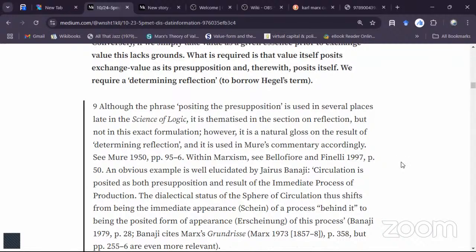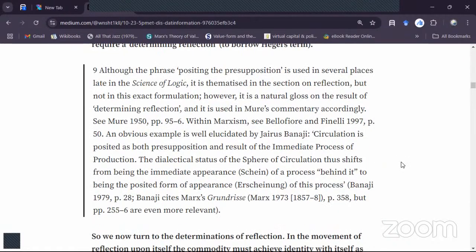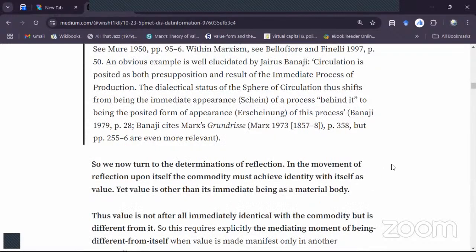So in the footnote from this article, circulation is posited as both presupposition and result of the immediate process of production. The dialectical status of the sphere of circulation, Department 2, thus shifts from being the immediate appearance of a process behind it, because we often think of that, theory and practice, something's always behind it, whatever that means, to being the posited form of appearance of this process. And of course, Grundrisse is involved because it's an earlier document, and that's when Marx was thinking about this. He's thinking, well, now how does this damn stuff work? Because he's still engaged with Hegel in that particular moment.